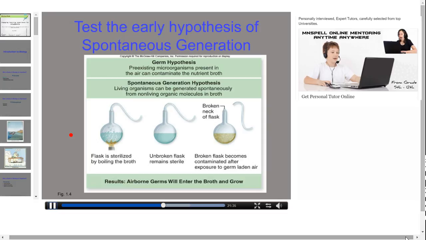So we had the final experiment where our experimental design was set up. A flask was sterilized by boiling the broth, and the unbroken flask remains sterile. That means we have a neck in the flask through which the microorganisms could not enter. So with the other set of experiments, the broken flask, the neck of the flask was broken, so that there was easy entry of the germs.